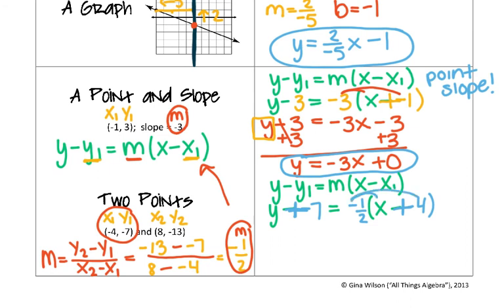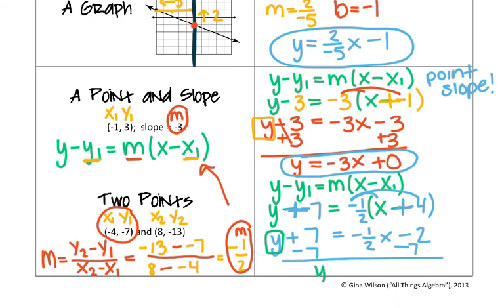So I'm going to do -1/2 times x and -1/2 times 4. So I get -1/2 x, and -1/2 times 4, I would do in my calculator, times 4, and I get -2. So y plus 7. And now my last step is to isolate the y. So I see plus 7, so I'm going to subtract 7 here and here. And I'm going to get y equals -1/2 x minus 9. And there's my y equals mx plus b.